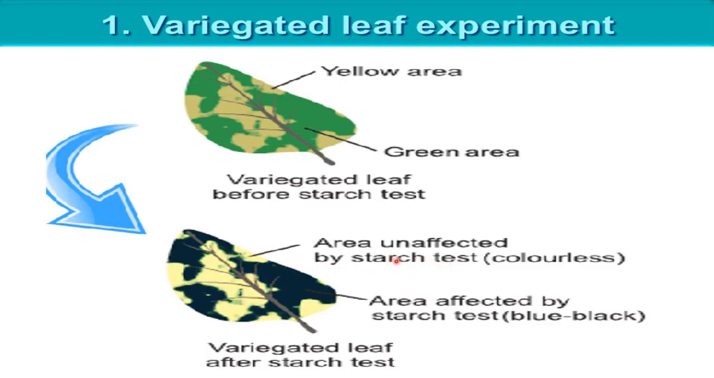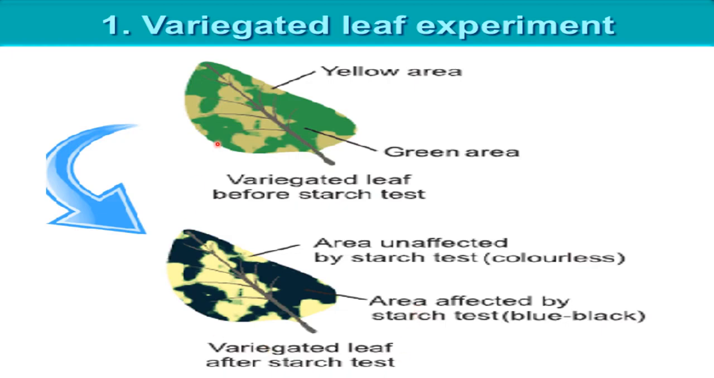on the starch test. Okay, so areas unaffected by the starch test means there is no color, while these green areas give blue-black color, as you can see here. So the starch test is positive here for these green areas. It shows that for photosynthesis to occur, some green pigment is required. Okay, and also sunlight, because we did this in presence of sunlight. Okay, so sunlight and some green pigment is required for photosynthesis.